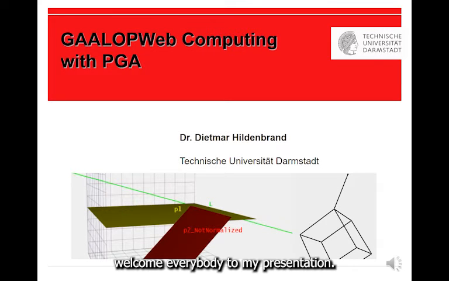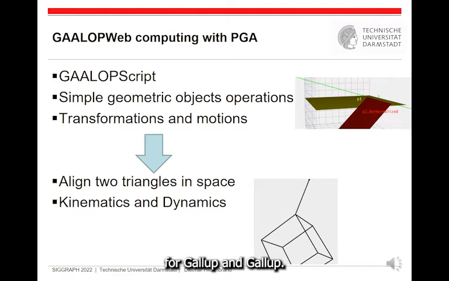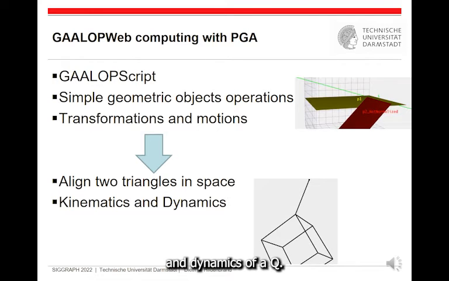Welcome everybody to my presentation, Gallop web computing with PGA. I would like to present Gallop script, our scripting language for Gallop and Gallop web. Then present some simple geometric object operations such as intersections. Then present some transformations and motions. And after that, two applications. One is to align two triangles in space, and the other one is dealing with kinematics and dynamics of a cube.